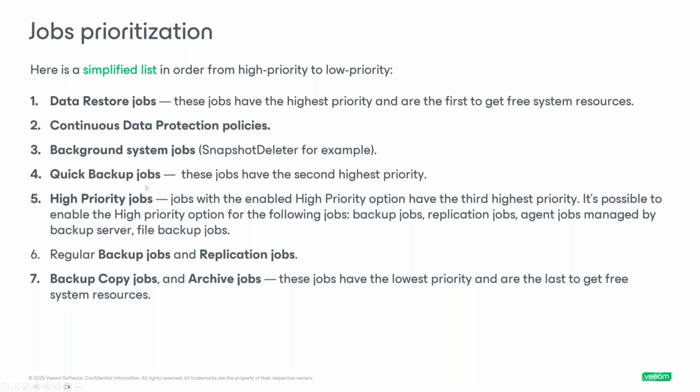You have your quick backup jobs. Those come in fourth, and then you have your high priority jobs. When you create those jobs, you have the option to check a box to make them high priority, and they'll have priority over your regular jobs. The high priority jobs are available for backup jobs, replication jobs, agent jobs managed by the backup server, and file backup jobs. Then in sixth position, you have your backup jobs and your replication jobs, and backup copy and archive jobs come in last.